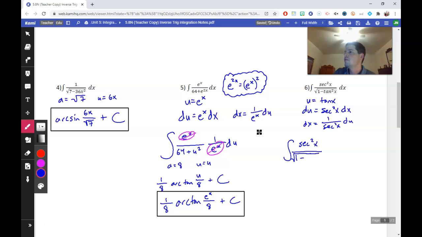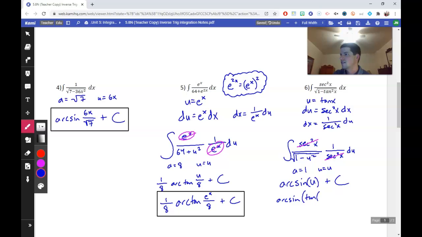Square root of 1 minus u squared, and then 1 over secant squared of x du. So we can eliminate that, those divide out, and we see that a is 1, u is u, that usually happens when you do some u substitution, and so we get arcsine, oh sorry, not tangent, arcsine, I'm still learning these two, arcsine of u over 1, which is just u, plus c.